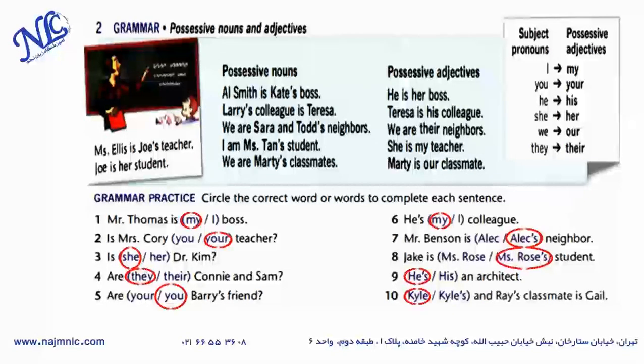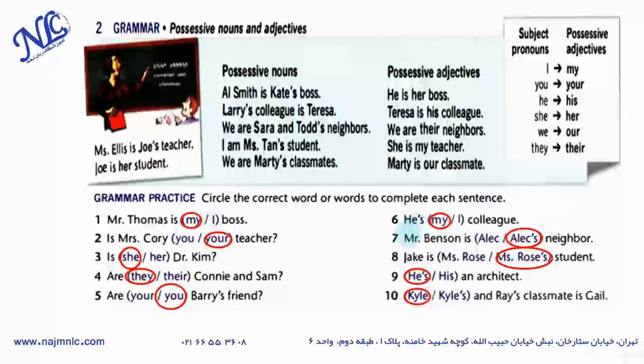Okay, good. Check your answers, please. Mr. Thomas is my boss. Yes, possessive adjective. Is Mrs. Curry your teacher? Possessive adjective. So here, is she Dr. Kim? We cannot say is her, okay? Because there's no possession here. Are they Connie and Sam? Here we need subject, so we use subject pronoun. Are you Barry's friend? Again, here we need subject pronoun.